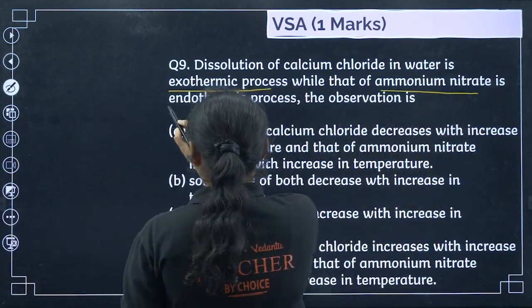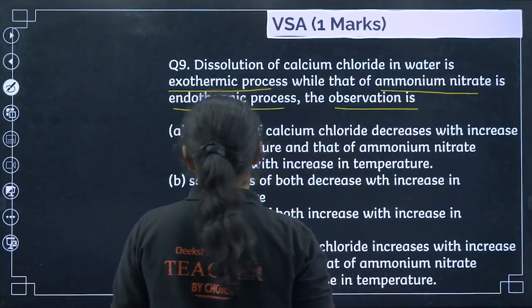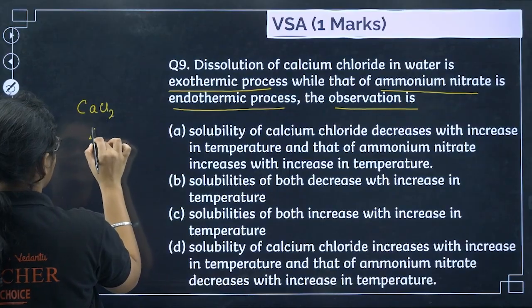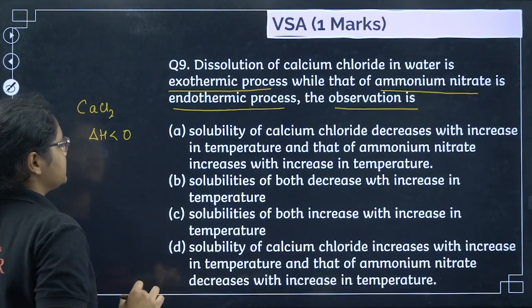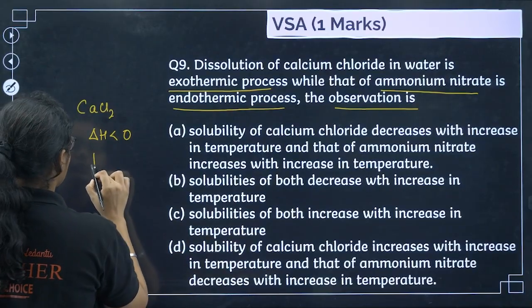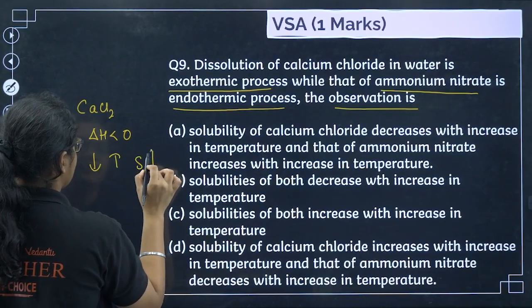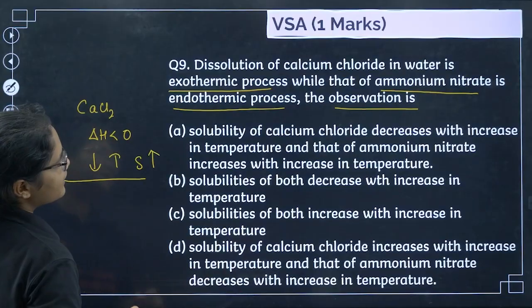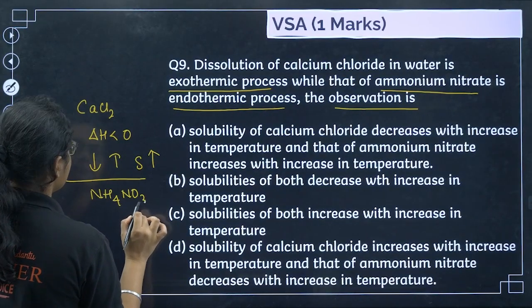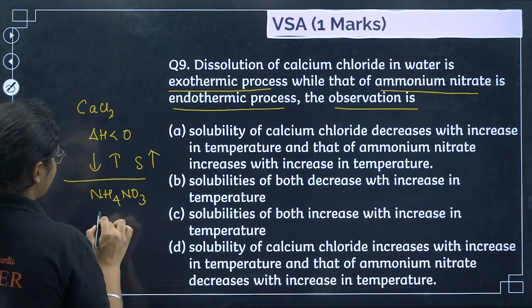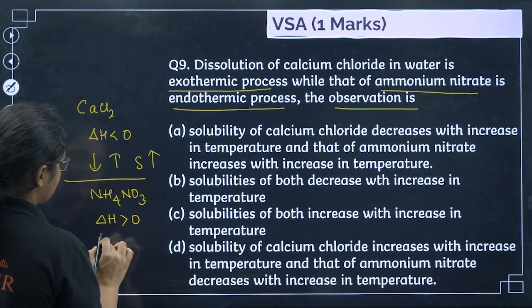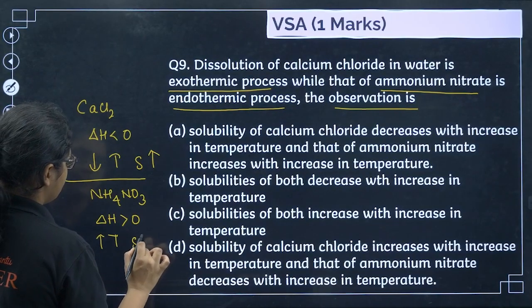Next, dissolution of calcium chloride in water is an exothermic process, while that of ammonium nitrate is an endothermic process. If you see for calcium chloride, it is an exothermic process, right? Exothermic means heat is evolved. So what will happen if you lower the temperature? Solubility increases. The second one is ammonium nitrate, NH4NO3. It is an endothermic process, delta H is greater than 0. So here if you increase the temperature, the solubility increases.